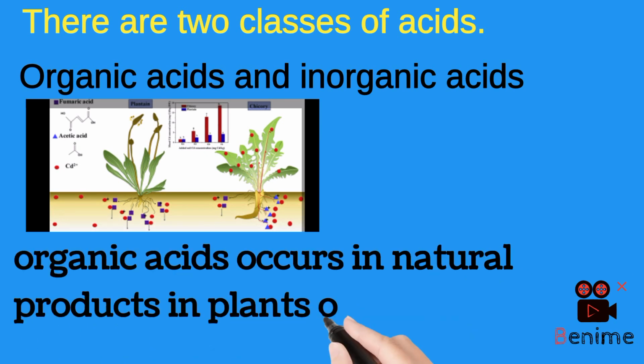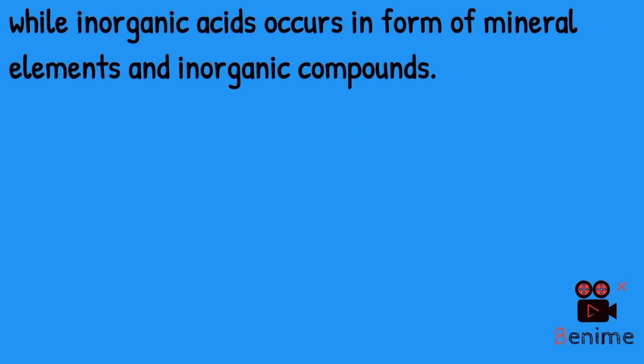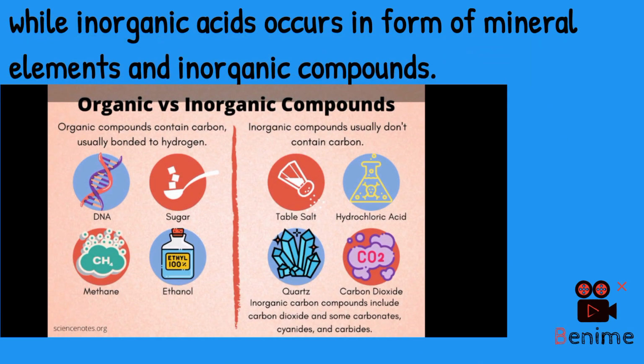Now we're talking about inorganic acid. Inorganic acid occurs in the form of mineral elements and compounds. Inorganic acid has to do with things like hydrochloric acid, carbon dioxide, oxides, etc.